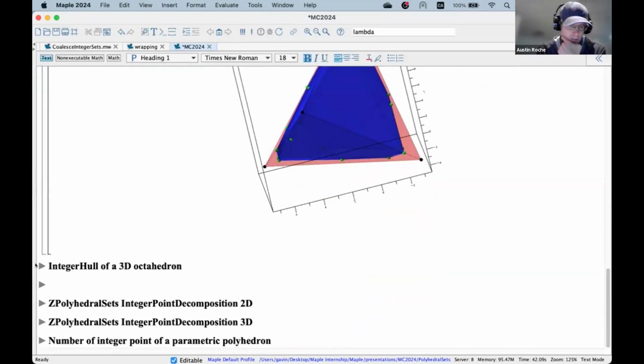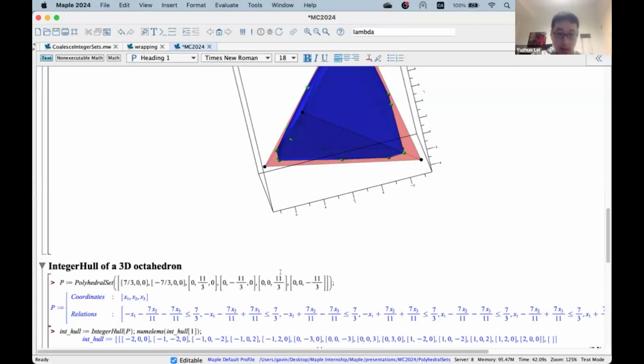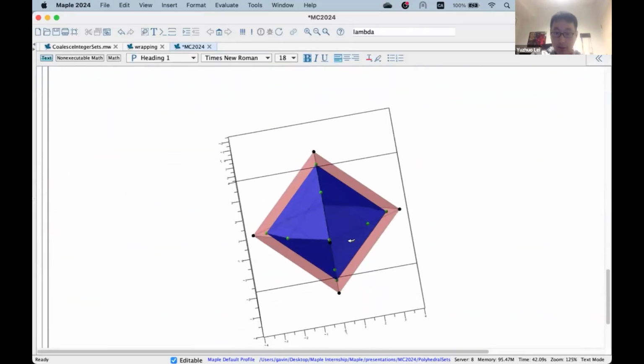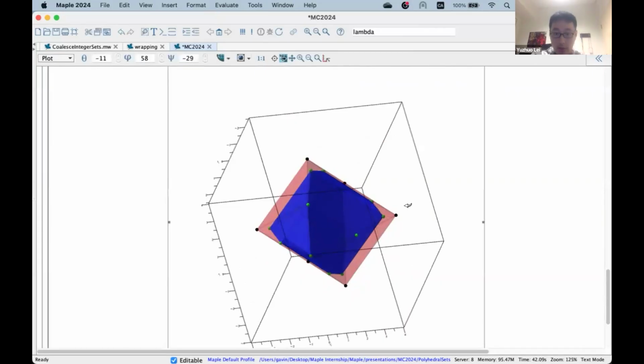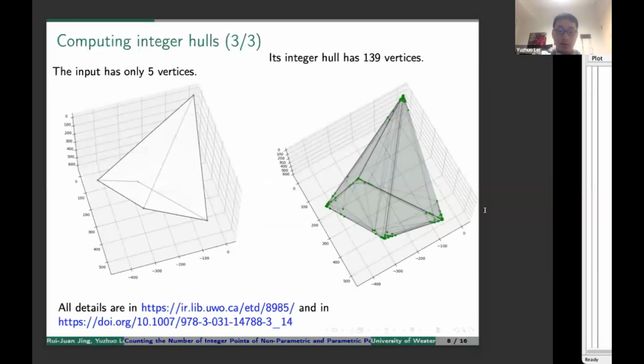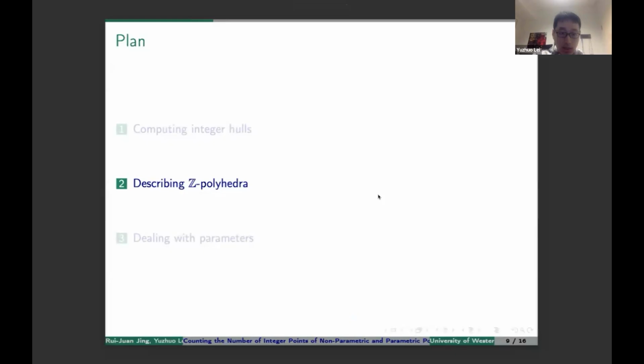Moreover, in 3D, if we are given a dodecahedron, as you can see here, the pink is the input, where the blue region is its integer hull. Of course, we can also do higher dimensions, but we cannot visualize them here. Next, I'll be discussing the Z-polyhedral sets.